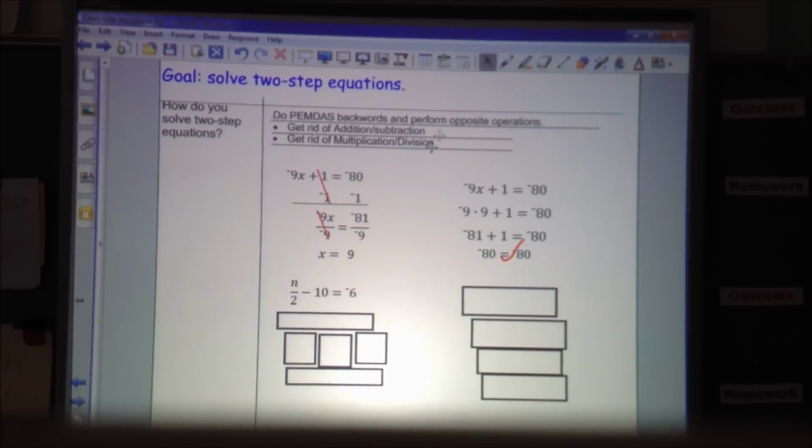That mean Mrs. Caldwell. So here's our second problem. Write it down. If you need to, pause the video.